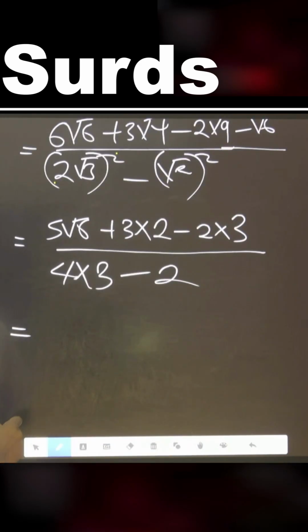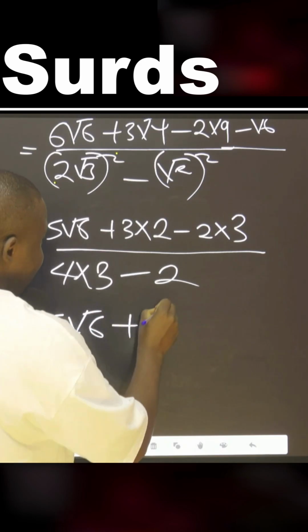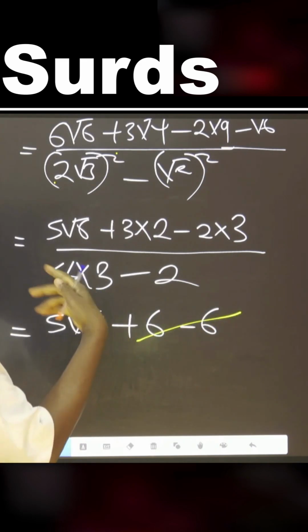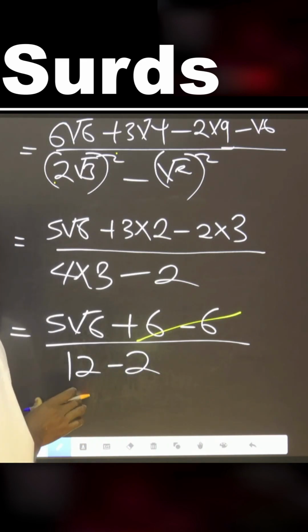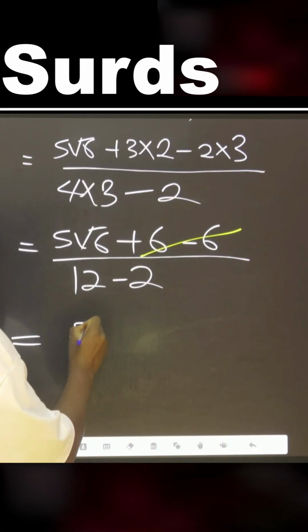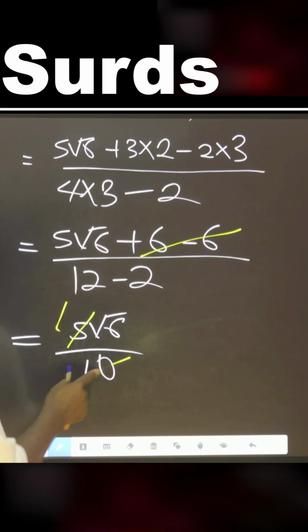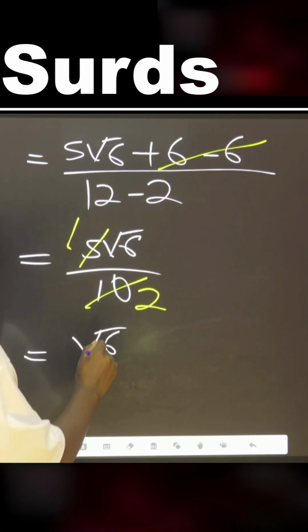Let's continue. Now, we have 5 square root of 6 plus 6 minus 6. And you agree with me that these 2 will just strike themselves out, meaning 12 minus 2. You agree with me now is 5 square root of 6 all over 10. 5 here is 1, 5 here is 2. It means, therefore, it is square root of 6 over 2.